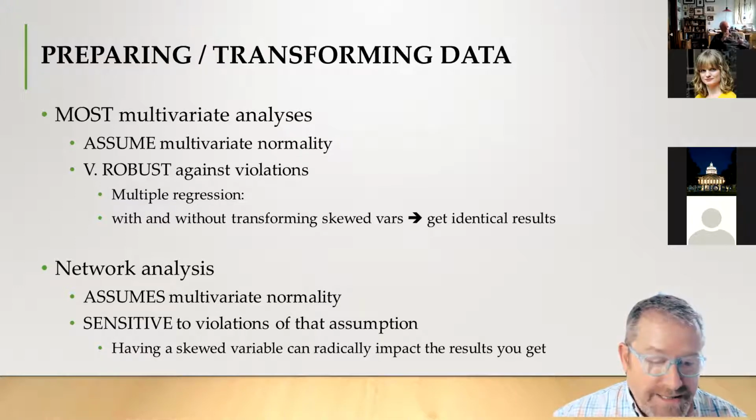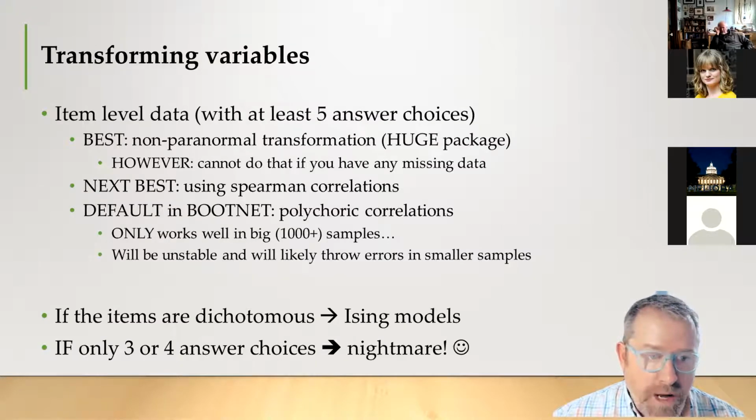Unfortunately, network analysis is a little more sensitive to violations of that assumption. Estimating partial correlations, controlling for 30 other variables, can be really sensitive to skew. Skew can make things look a little more correlated. The best thing you can do to deal with skew, if you have item level data, is especially problematic because you don't even really have interval data, and you most likely have skew.